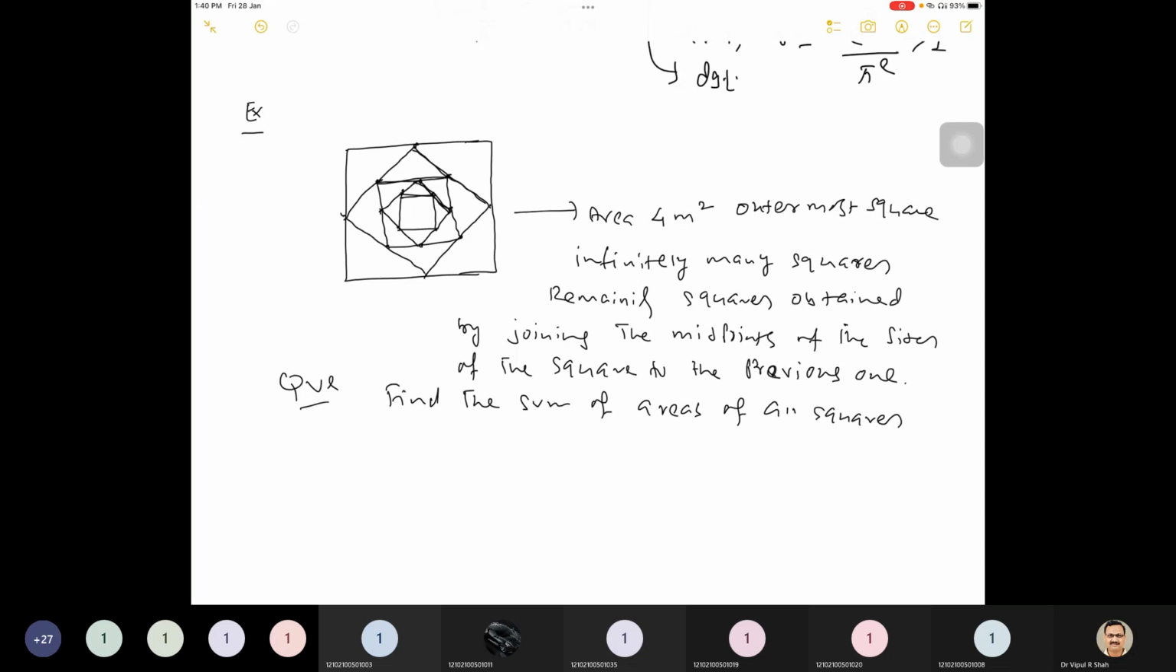Now, you know the area of the outermost square. So first of all, you need to find out the area of all the squares, isn't it? Area of first square is 4, second square, third, fourth, and so on. So how to find that? Can you say this side has 2 meter length? Yes, sir. Okay. So this one is of 1 meter.